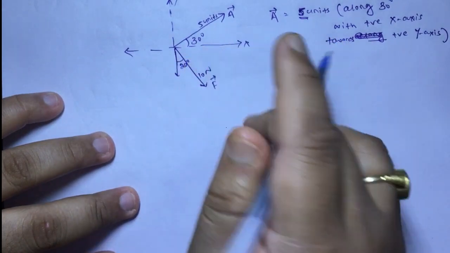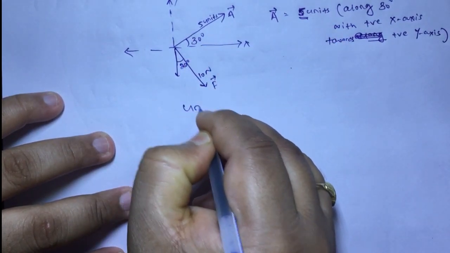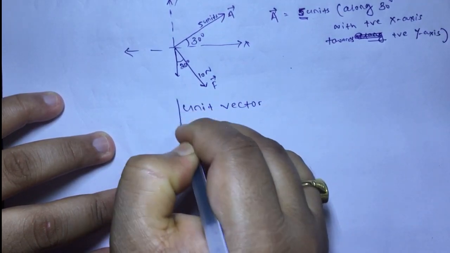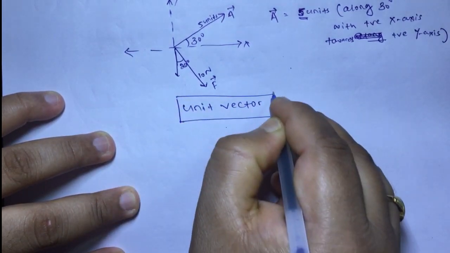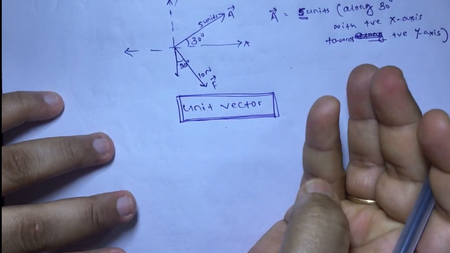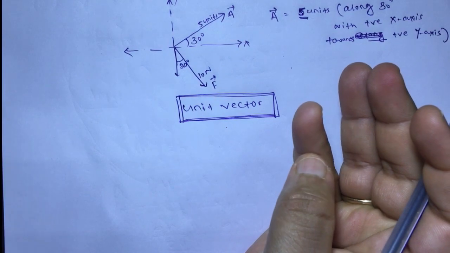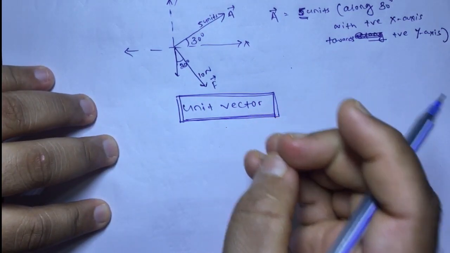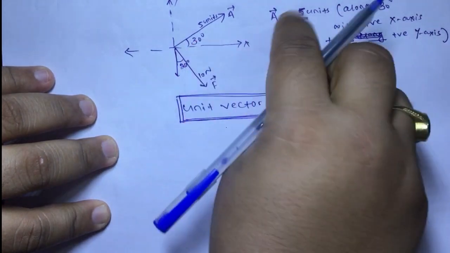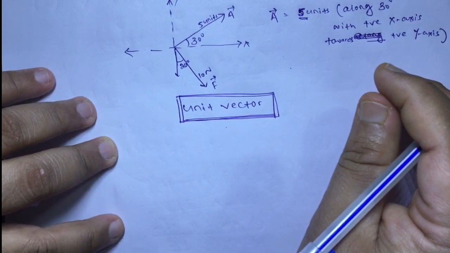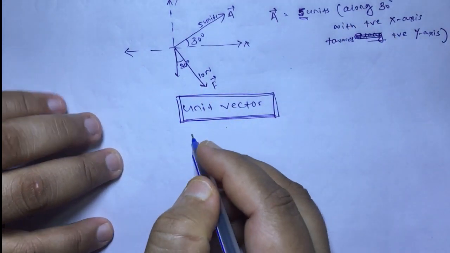But for that, we have to first understand what is called a unit vector. Remember that whatever concepts we are going to learn, unit vector, resolution of vector, rectangular unit vector and all that, are used only to fulfill this purpose: to write a vector mathematically. So let us first come to the unit vector.